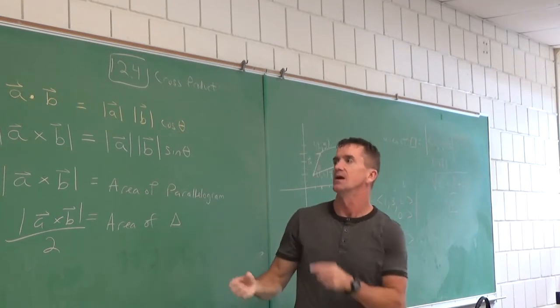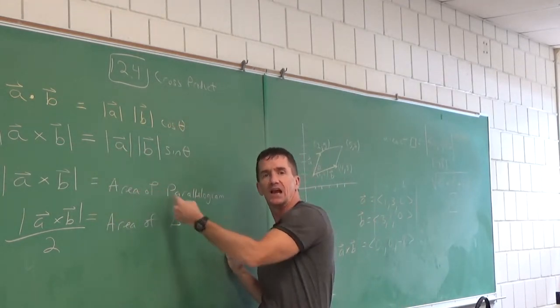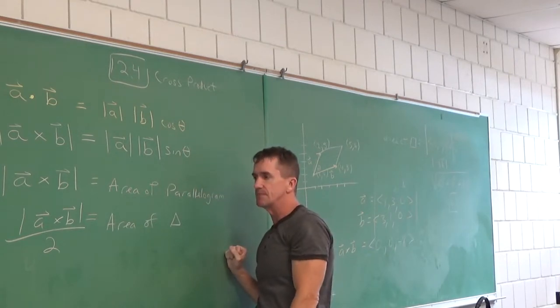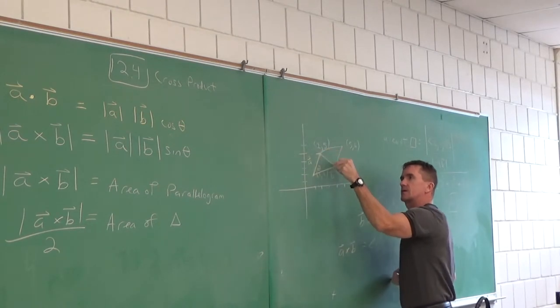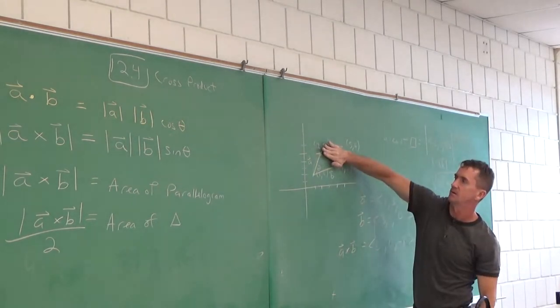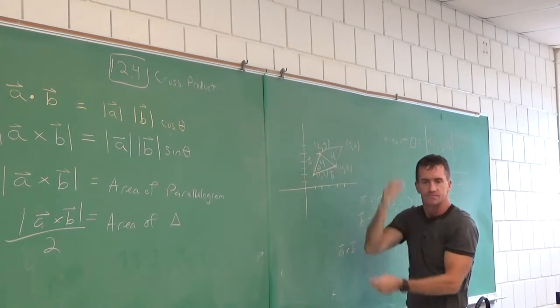The magnitude of the cross product is equal to this right here, but it's also equal to the area of the parallelogram. Hey, it would have been the area of the triangle right here. Oh, here's a triangle. What's the area of that triangle? Divided by 2. Area is 4. Makes sense.